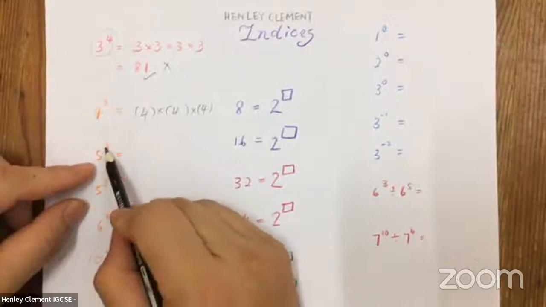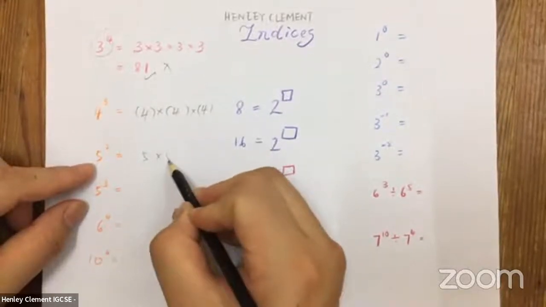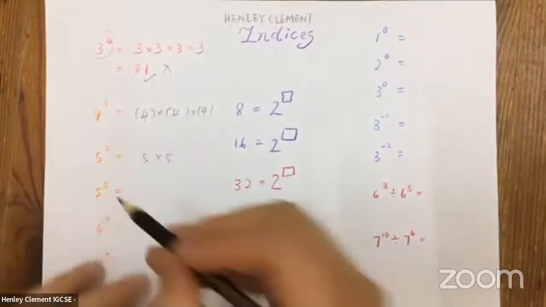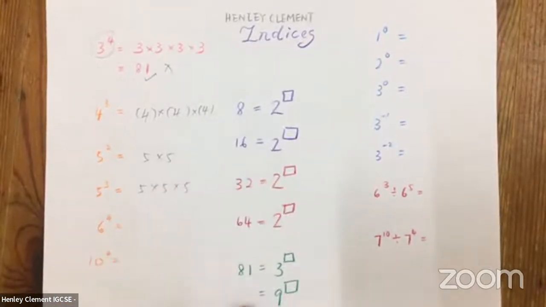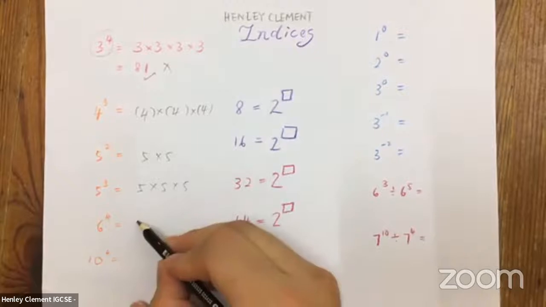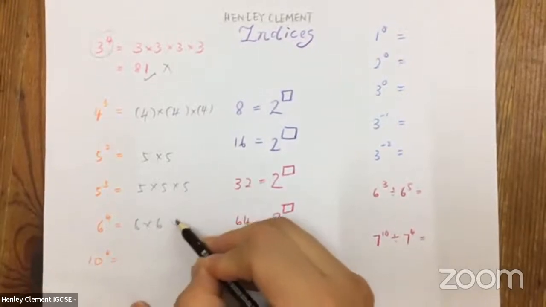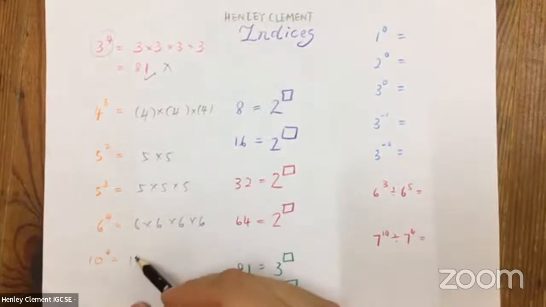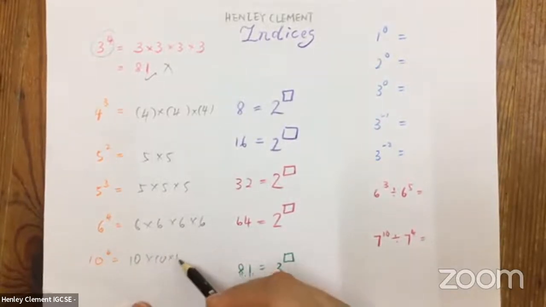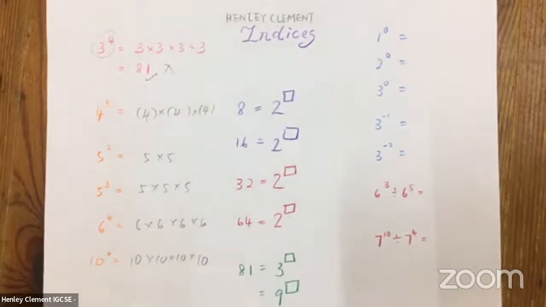And then this 5, we have 2. So it's 5 times 5. This one I have 3, 5. So it's 5 times 5 times 5. Okay, I think you know this one very well. This is 6 times 6 times 6 times 6. Okay, so this is 4 times. So this is obviously 10 times 10 times 10 times 10.